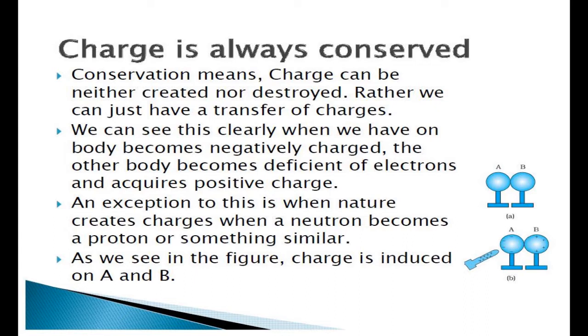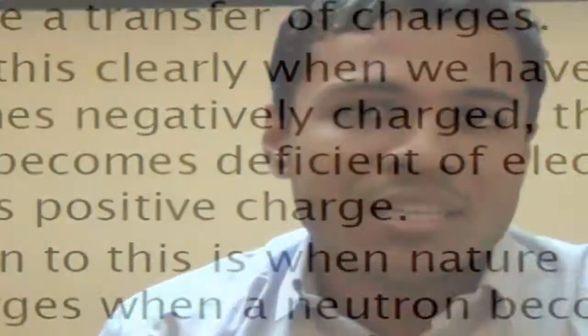If a body has got negative charge, that means it has received some electrons from the body which it was in contact with. It does not mean that negative charge has been created in that body A. It has been received. The electrons have been received from body B to body A. That is what it means.